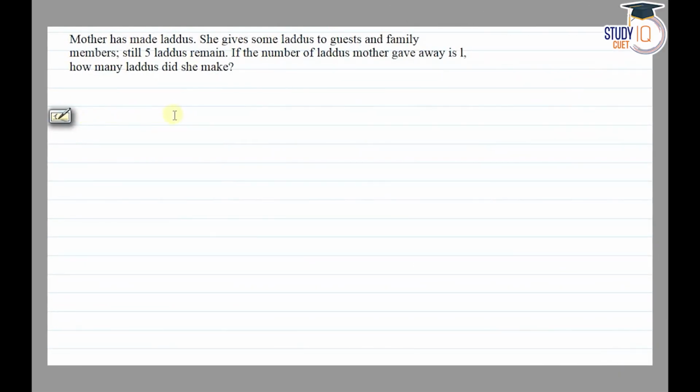This is the ninth question of Exercise 11.1. The question says that mother has made laddus. She gives some laddus to guests and family members. Still 5 laddus remain. If the number of laddus mother gave away is 1, how many laddus did she make?